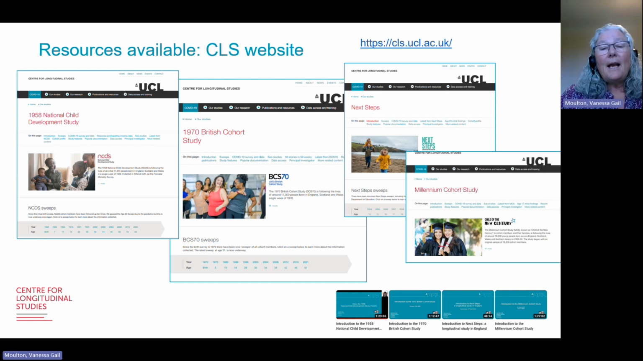The CLS website has extensive resources as well as information on each of the cohorts. Each of the studies has an overview of the study, a section on each of the sweeps, sub-studies and documentation, and then the latest research done on that particular cohort. And it's a really good place, I think, to start finding out about the cohorts. There are also introductory videos on the site if you prefer that medium.